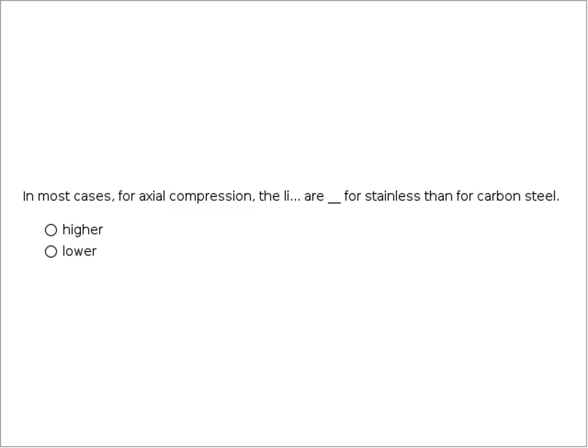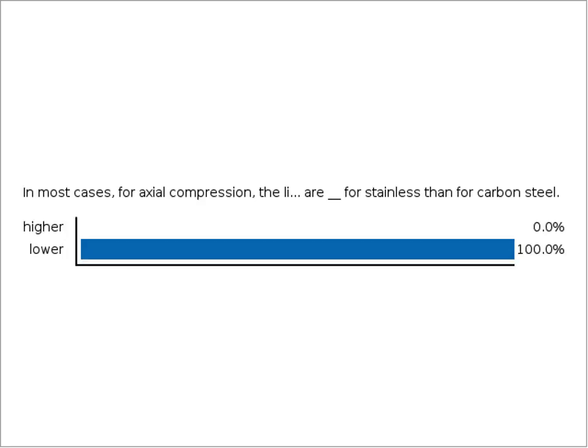in most cases, for axial compression, the limiting width to thickness ratios for various cross-sections are blank for stainless steel than for carbon steel, higher or lower. So again, we want you to fill in the blank here. In most cases, for axial compression, the limiting width to thickness ratios for various cross-sections are either higher or lower for stainless steel than for carbon steel.